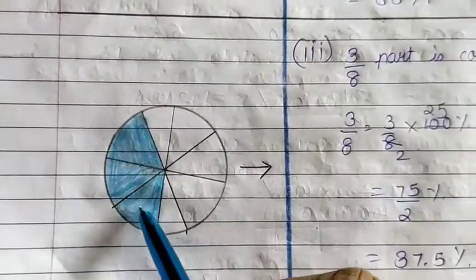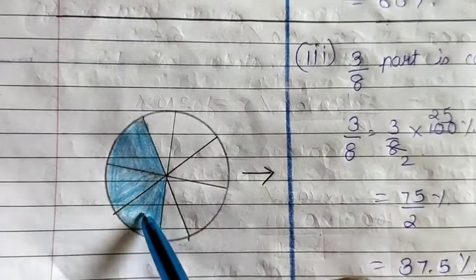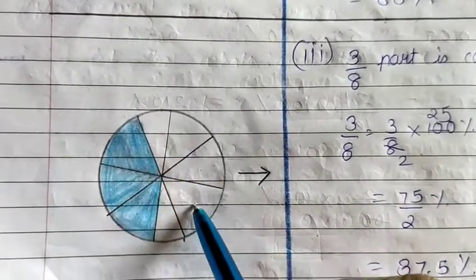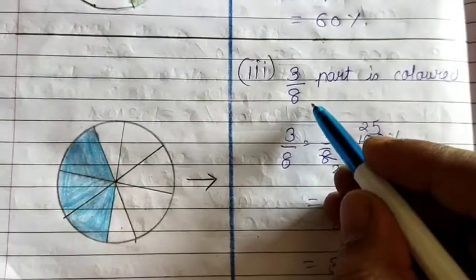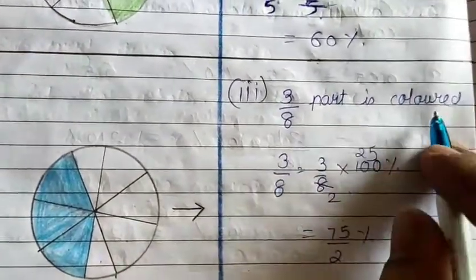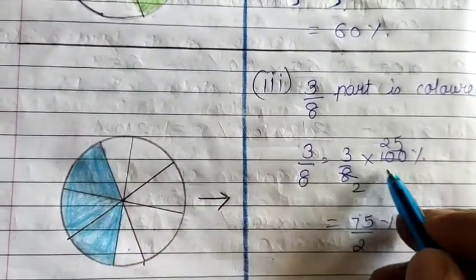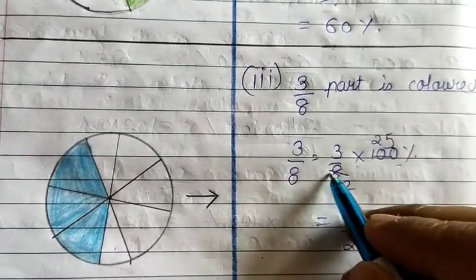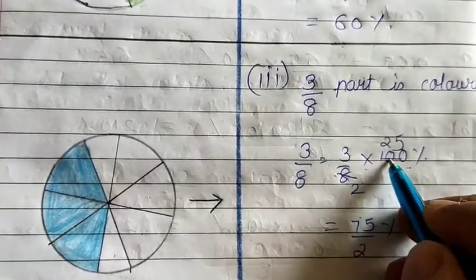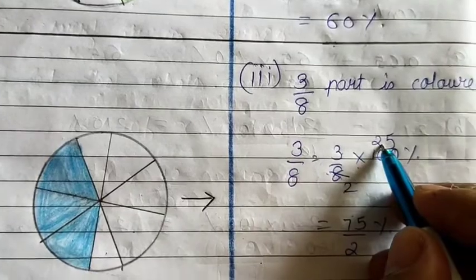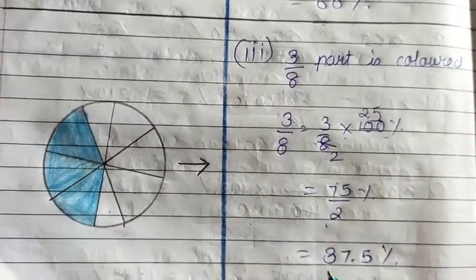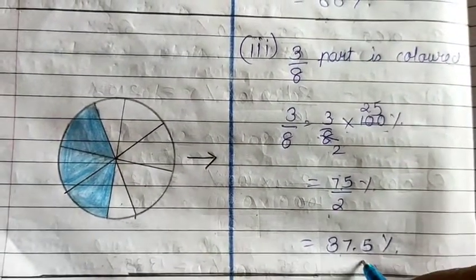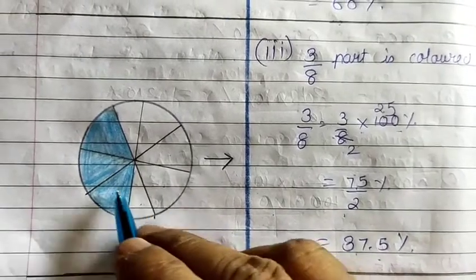Now the next is 3 parts colored out of 1 2 3 4 5 6 7 8 parts. So we have to find that 3/8 part is colored, means we have to find it as a percentage, that is 3/8 into 100 means 4 twos and 4 twenty-fives, means 3 twenty-fives are 75 divided by 2. So we can say that half of it is 37.5. So we can say that 37.5% is colored.